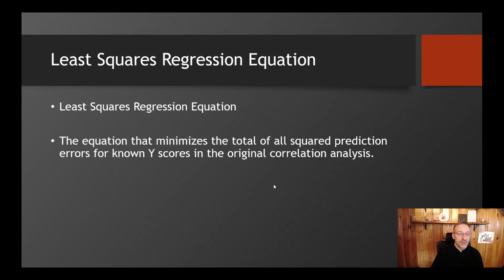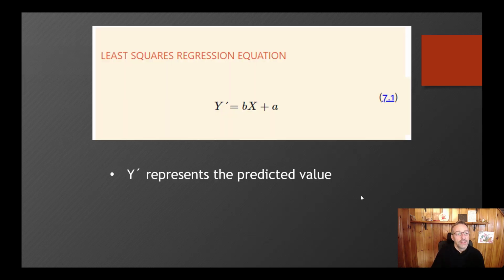The least squares regression equation, where we are trying to minimize the error, minimize the total of all squared prediction errors for y. If we have that -6, -2, 2, and 6, we're going to try to minimize those to make a better model, is essentially what we're trying to do. This is the least squares regression equation: y equals b times x plus a. Y is going to represent our predicted value, how many cards we think that person will receive.